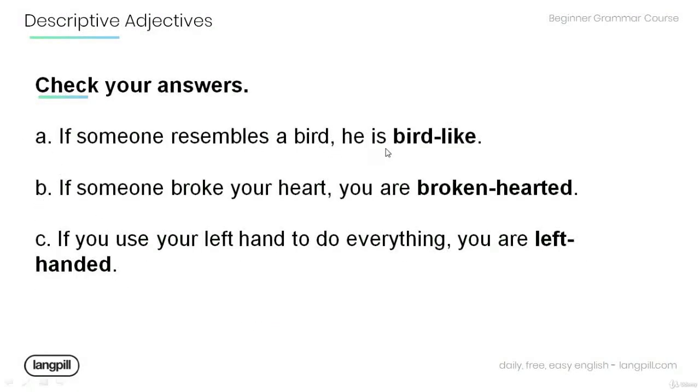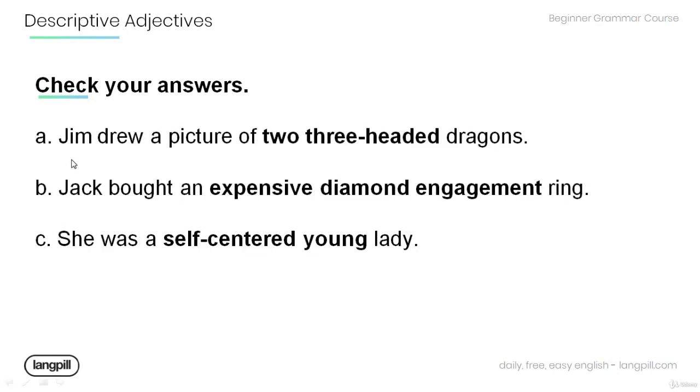If someone resembles a bird, he is bird-like. If someone broke your heart, you are broken-hearted. If you use your left hand to do everything, you are left-handed. Jim drew a picture of two three-headed dragons. Jack bought an expensive diamond engagement ring. She was a self-centered young lady.